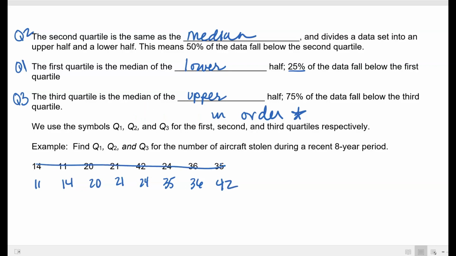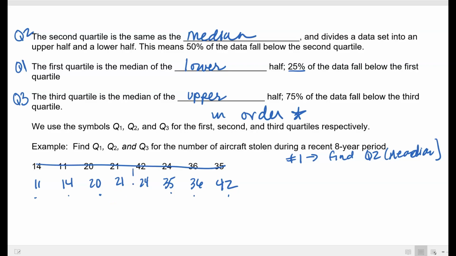The very first thing you're going to do, number 1, you're going to find quartile 2, which is the median. You're going to divide the data in half. So I'm going to start on the outsides and I'm going to work my way in.